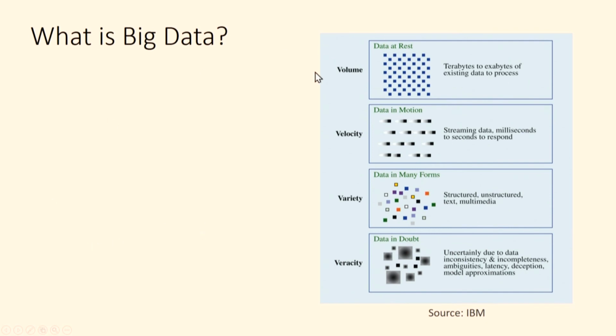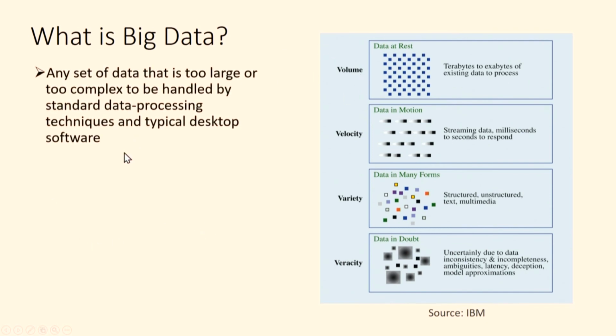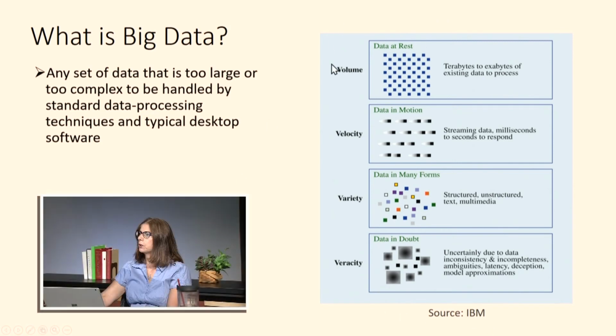What is big data? A quick review. Any set of data that is too large or too complex to be handled by standard data processing techniques. So we're not just talking all numbers or all text. These days there is video and pictures, and there is unstructured data versus structured data. This is the criteria that IBM put out, and it depends on the volume, velocity, variety, and veracity, the 4 Vs.